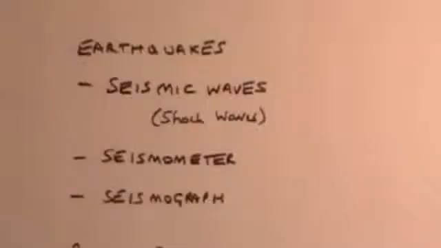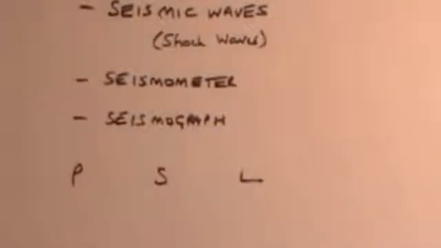When an earthquake occurs, it causes a shock wave. We call it a seismic wave. These are measured on a piece of equipment called a seismometer, and the graphical output, which shows the extent of the shock wave, is called a seismograph. There are three types of seismic waves, P, S and L. You won't need to know very much about the L wave.